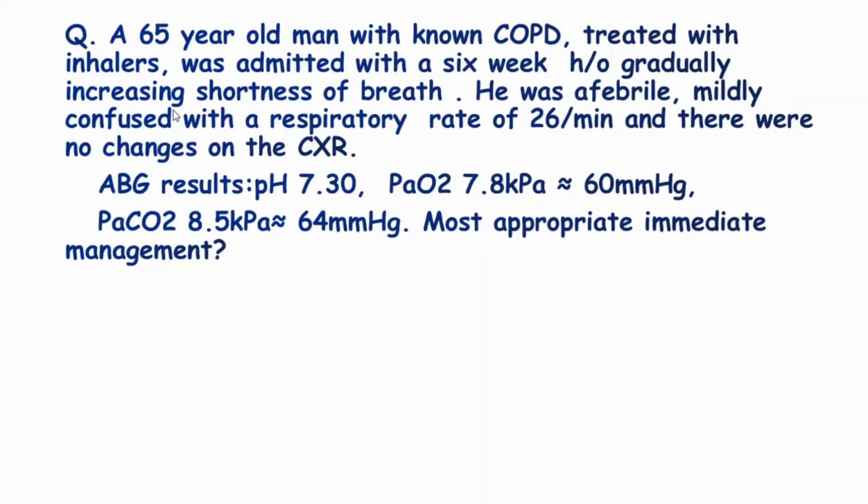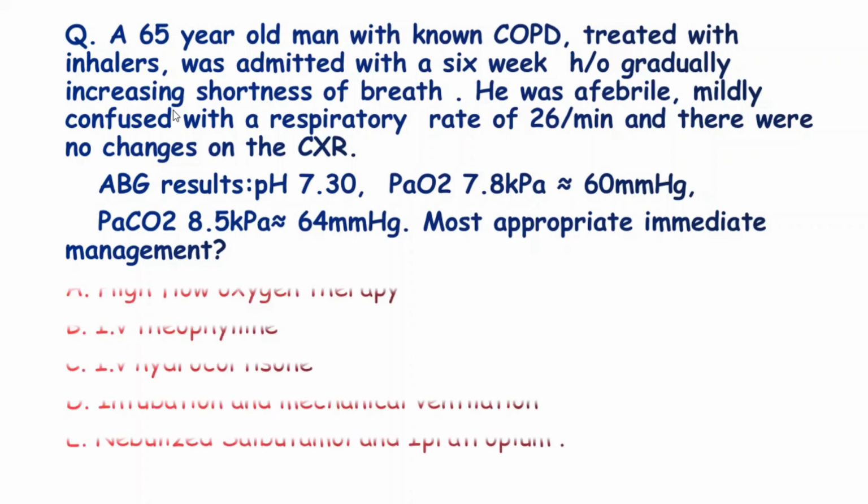Now coming to a second case, a 65-year-old man with known COPD treated with inhalers was admitted with a 6-week history of gradually increasing shortness of breath. He was afebrile, mildly confused with a respiratory rate of 26 per minute, and there were no changes in the chest X-ray. Arterial blood gas analysis shows a pH of 7.3, partial pressure of oxygen at 7.8 kilopascal, which is around 60 millimeters of mercury. Partial pressure of carbon dioxide is at 8.5, which is around 64. What is the most appropriate immediate management in this patient? You're seeing the options here.